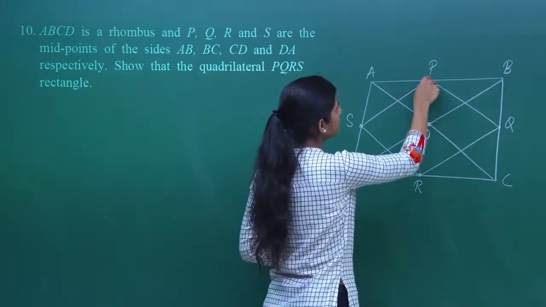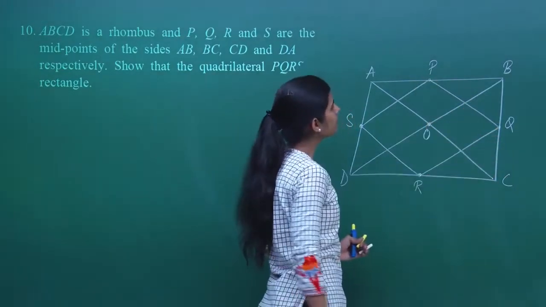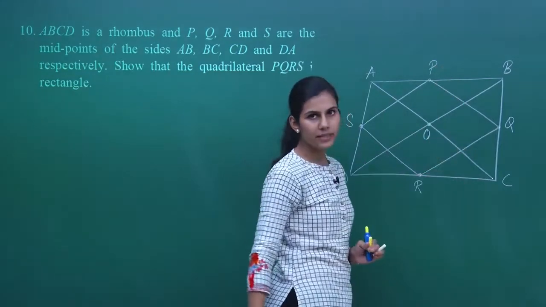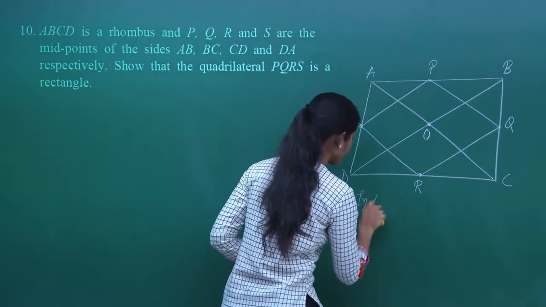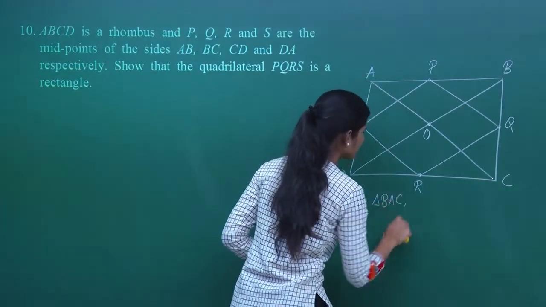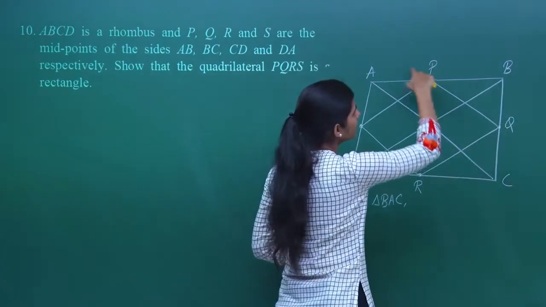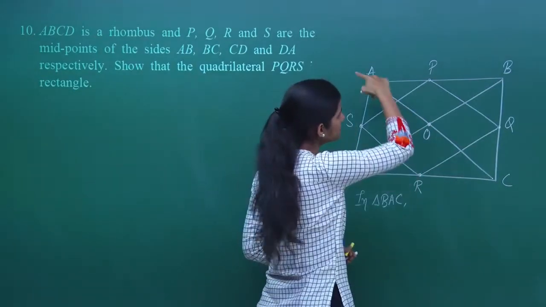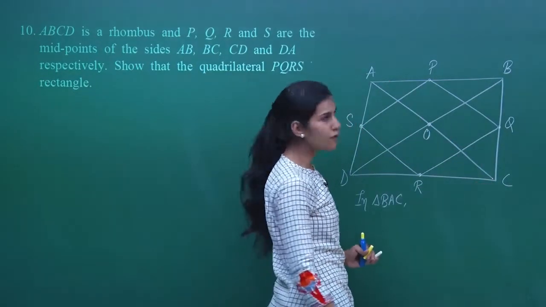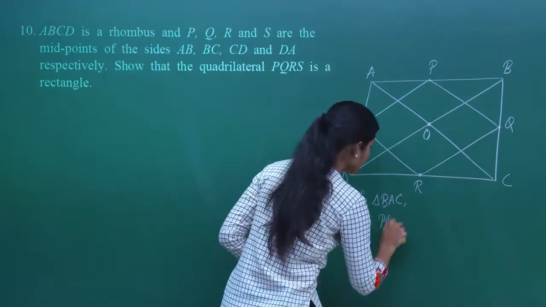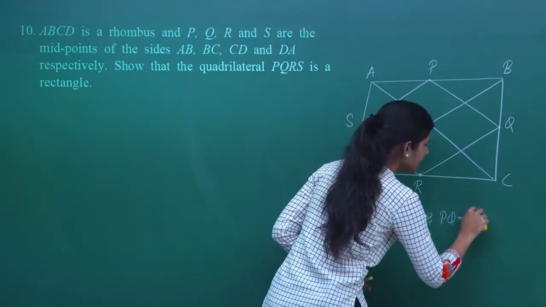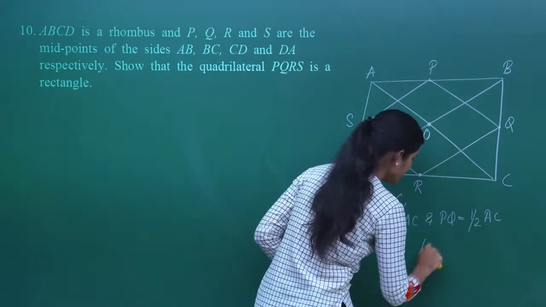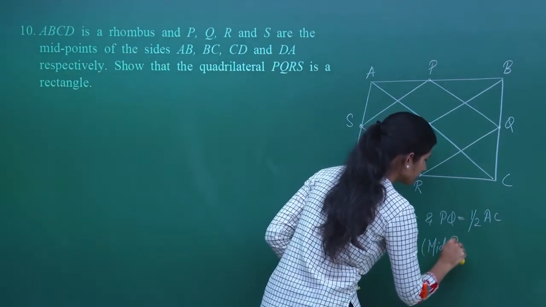Carefully see, P and Q are midpoints of sides AB and BC. If you consider the triangle BAC, the line segment joining midpoints of any two sides of the triangle is parallel to the third side and is half of it. So PQ is parallel to AC and PQ is half of AC. Reason is midpoint theorem.